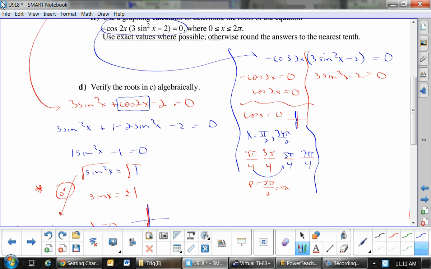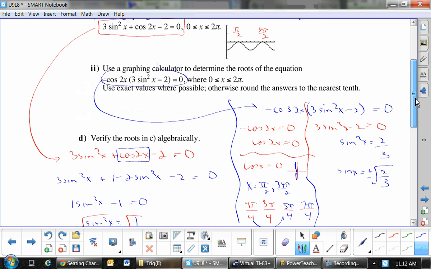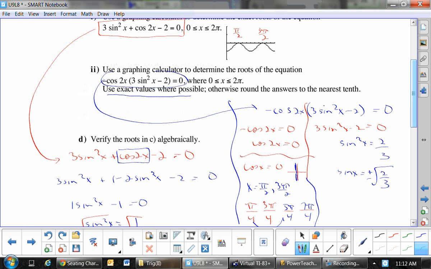For the other side, it is going to be when is sine squared x equal to, if I add 2 to both sides and then divide by 3, then I will go when is sine x equal to plus or minus root 2 over 3. Now, that's not on the unit circle. At least I hope you know it's not. But this is where, if you read this, except find exact values where possible, otherwise round the answers to the nearest tenth.